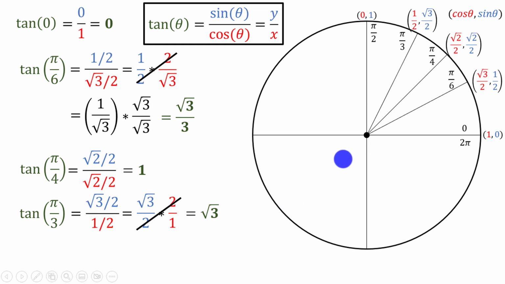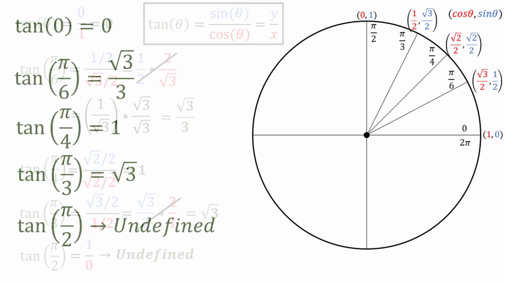Okay, last one. At pi over 2, the y-coordinate is 1 and the x-coordinate is 0. So tangent of pi over 2 is going to be 1 divided by 0. But of course we know that we cannot divide by 0 in mathematics, so that means that this quantity is undefined. Tangent of pi over 2 is an undefined value, so we cannot actually evaluate tangent at pi over 2.